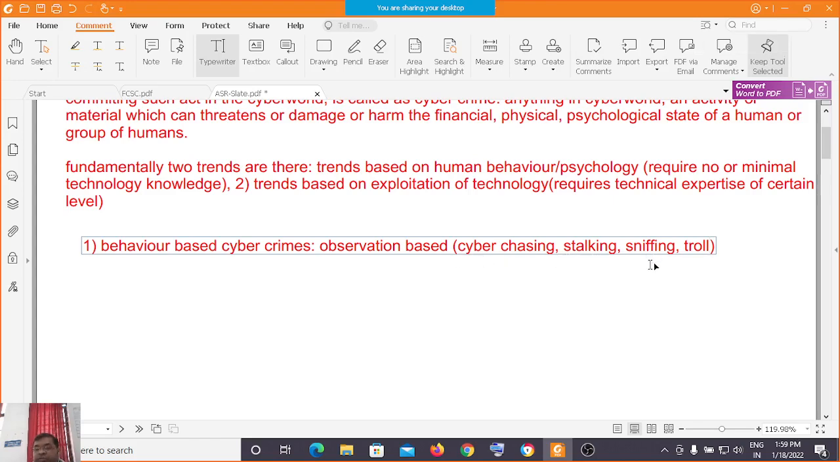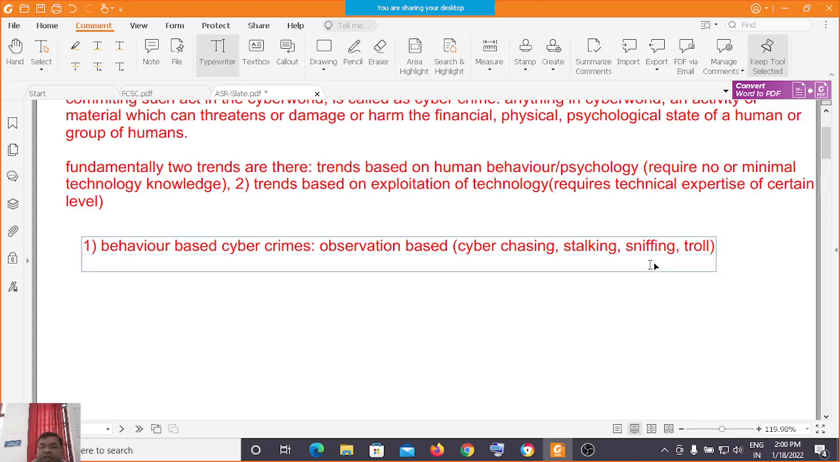Sniffing is also observation-based. Suppose you are a bank manager and someone has sent you a friend request and you accepted it accidentally. Now this person will simply see your conversations with someone, what you are doing, what you are not doing, and so on, and will go on using that information for their own advantage. It is one type of robbery, but again this is an observation-based cyber crime.